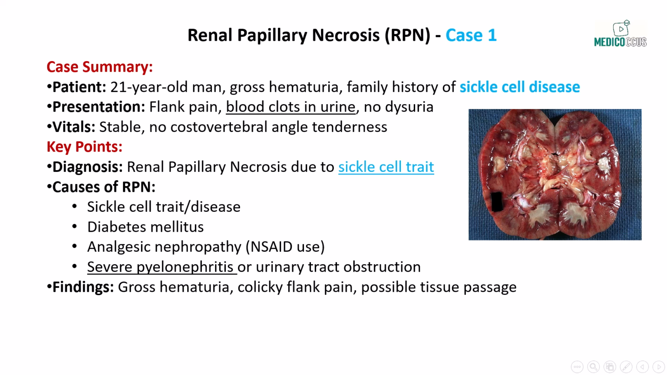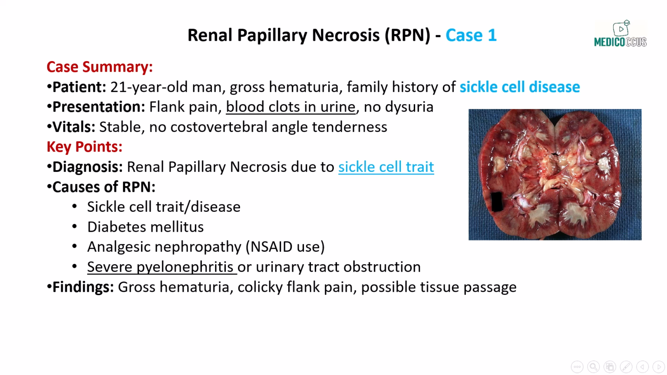Let's break this down. Renal papillary necrosis is a condition characterized by ischemic necrosis of the renal papillae, and it can be caused by several underlying conditions. One of the most common causes is sickle cell disease, or sickle cell trait, where sickled red blood cells obstruct small renal blood vessels, leading to ischemia of the renal papillae. Next, diabetes mellitus is another major contributor. The vascular complications associated with diabetes lead to hypoperfusion, which predisposes patients to papillary necrosis.